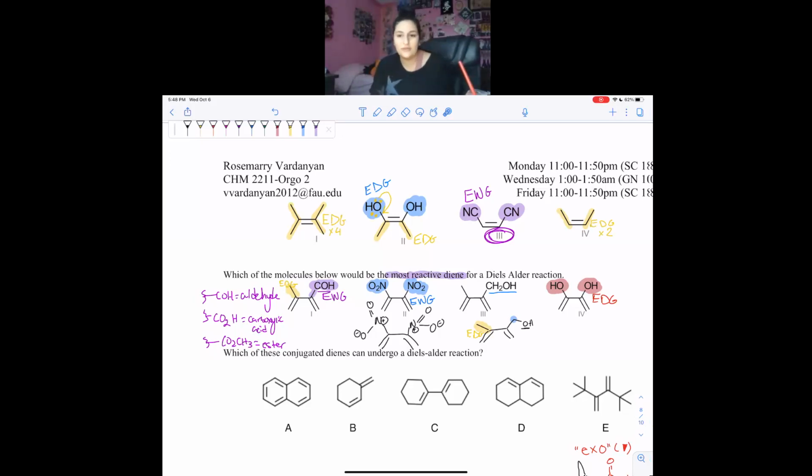Okay, someone said 2. Someone said 2 and then said I lied. And then someone said 4. And yes, we are going to say 4. Because again, we're looking at dienes now, and dienes want electron donating. So the best diene would be number 4. Yay! How do we feel about this? Good. Okay.